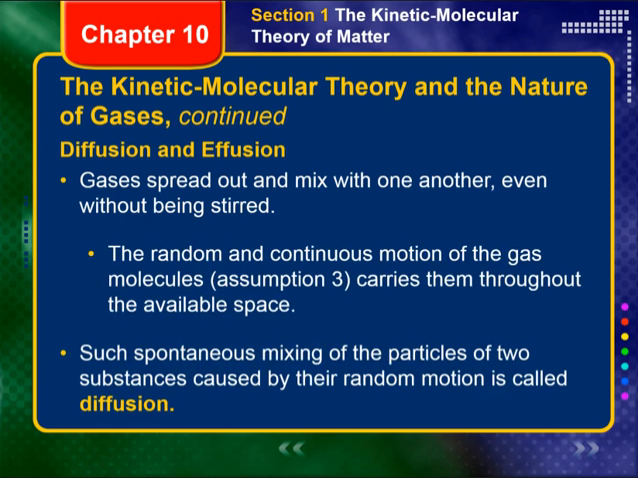The last two, diffusion and effusion, are often dealt with together because they are pretty similar, but there's a key characteristic, and it's pretty easy to keep them straight, and I'll show you that hint. But diffusion and effusion. Gases spread out, and they mix with one another, even without being stirred. The random and continuous motion of the gas molecules, that's assumption 3, carries them throughout the available space. They will expand to fill whatever container they are in. Such spontaneous mixing of the particles of two substances caused by their random motion is diffusion.